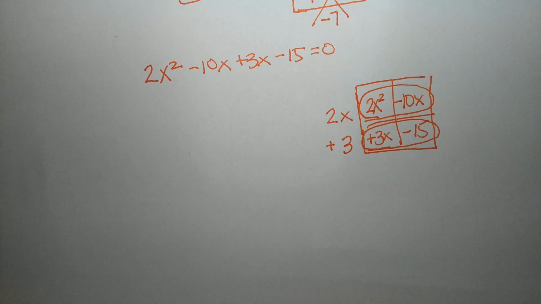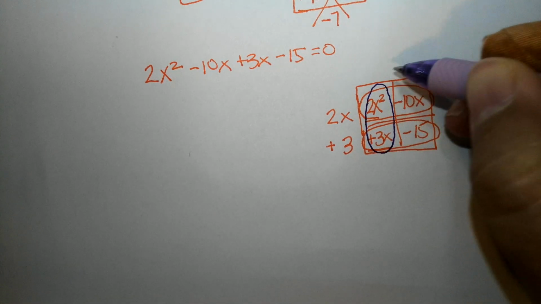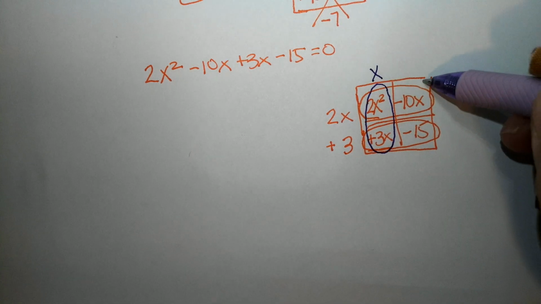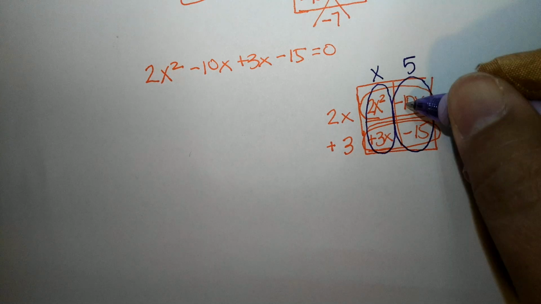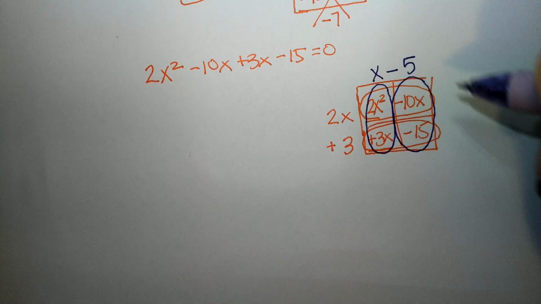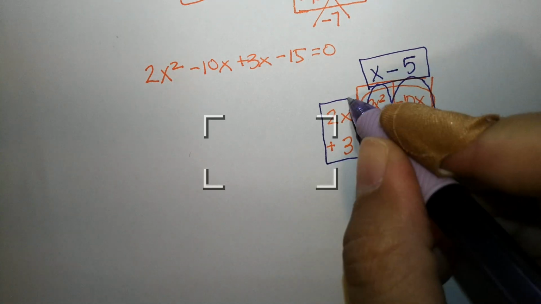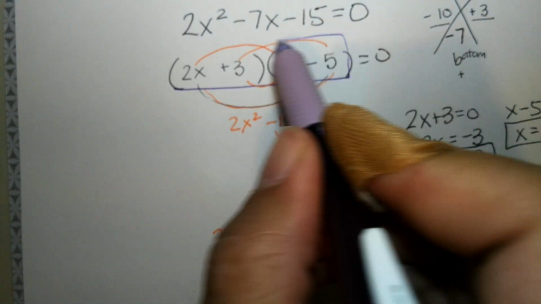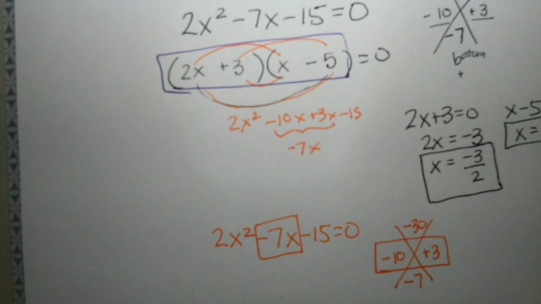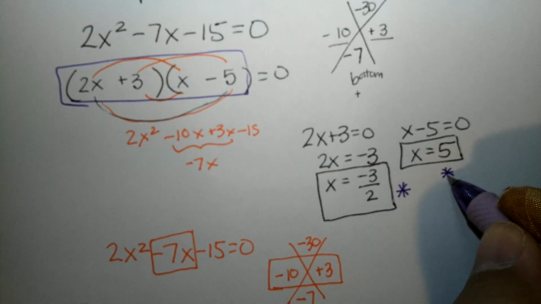Then I move on to my vertical. 2x squared and 3x, the only thing they have in common is an x. Negative 10x and negative 15, I can pull out a 5, and it's negative because our top box is negative. So if you notice, it factored into x minus 5 and 2x plus 3, which is what we had right here. I don't care which way you do it. Just make sure in the end you get these correct answers over here.